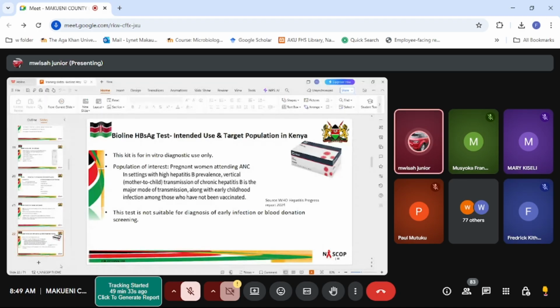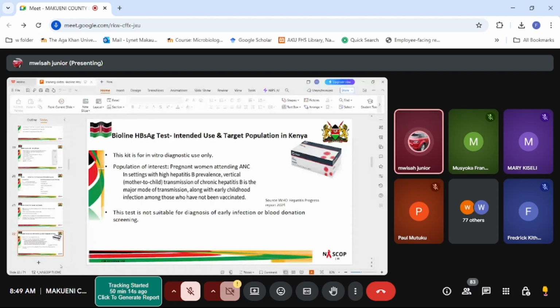The BioLine hepatitis B surface antigen test: intended use and target population in Kenya. This is a kit for in vitro diagnostic use only. The population of interest are pregnant women attending ANC. In settings with high hepatitis B prevalence, vertical mother-to-child transmission of chronic hepatitis B is the major mode of transmission, along with early childhood infection among those who have not been vaccinated. This test is not suitable for diagnosis of early infection or blood donation screening.